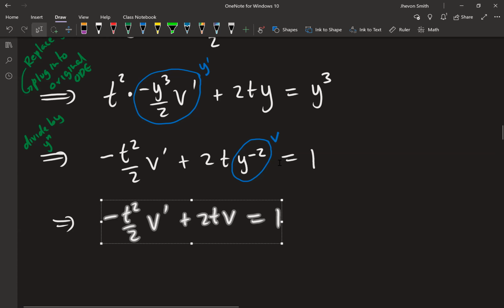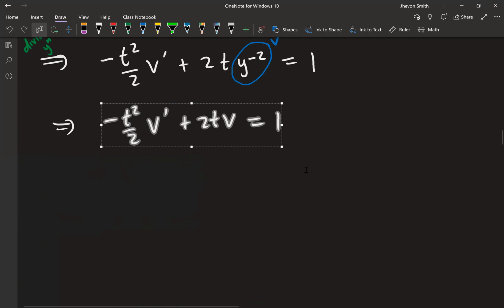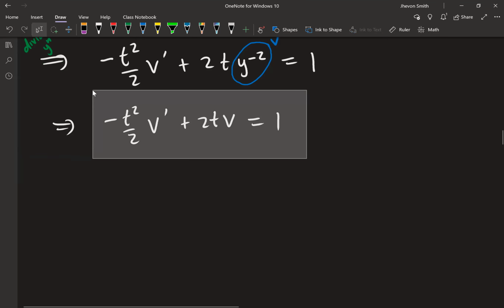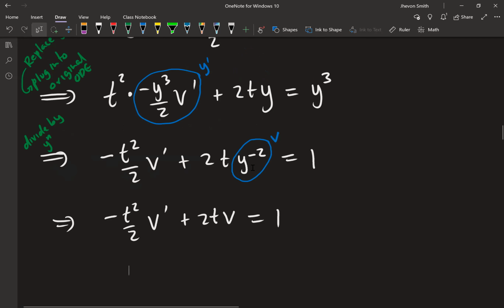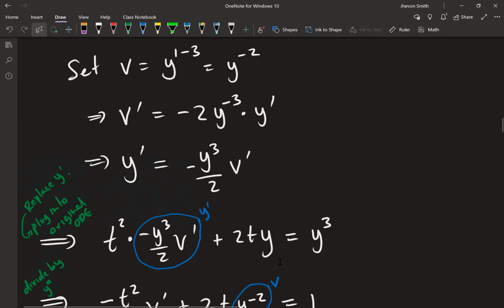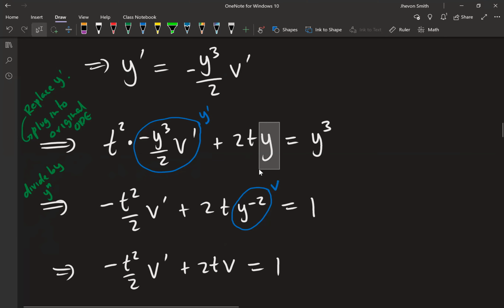If you're in this situation, this substitution will always take you to a first order equation where v is the dependent variable and t is the independent variable. You'll always notice that v is going to show up, again because there's the y here. When you multiply that, remember what we're doing here is we're multiplying both sides by y to the minus n. If you take y and multiply by y to the minus n, you're going to get y to the 1 minus n. So this part here is always going to happen because there's always going to be a y in this scenario.